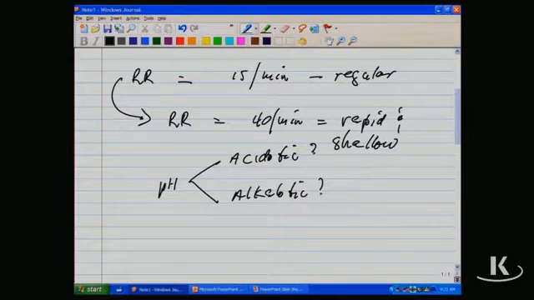I'll give you a moment to think about this. Notice the respiratory rate change from 15 per minute to 40 per minute, and it's described as being rapid and shallow. Now, if you have an answer, hold on to it, and we'll see if you're correct. Let's understand the principles that this question is trying to teach.